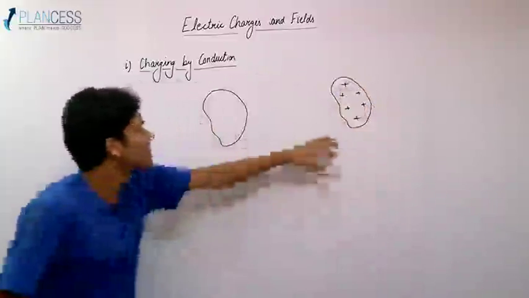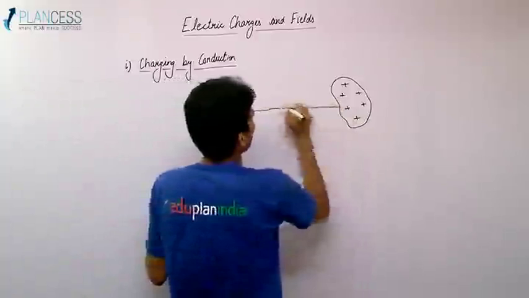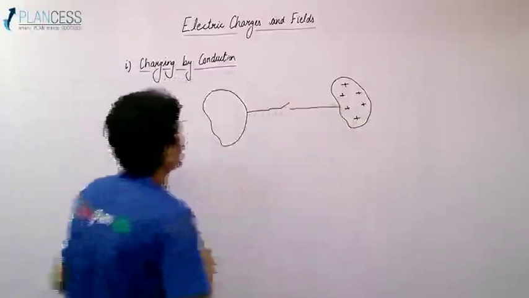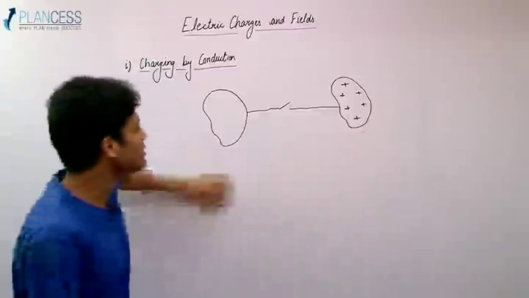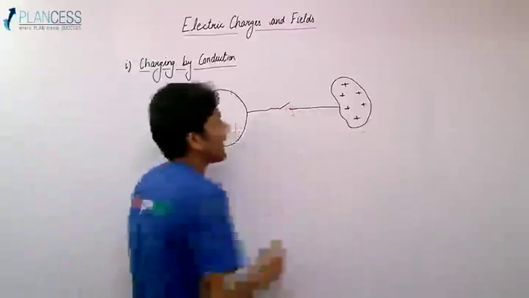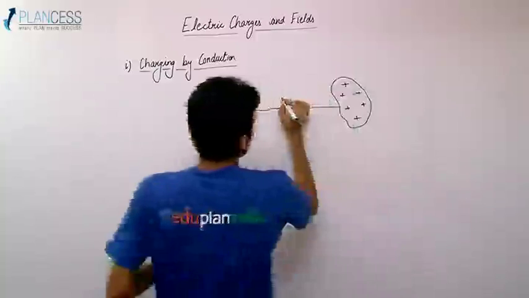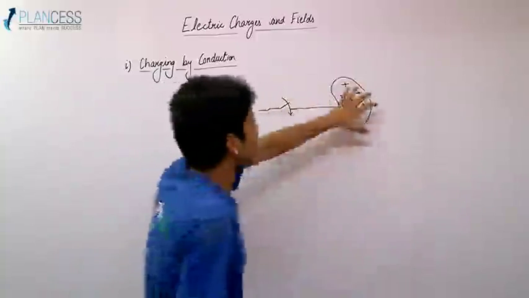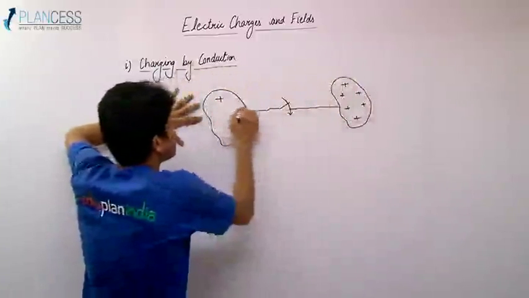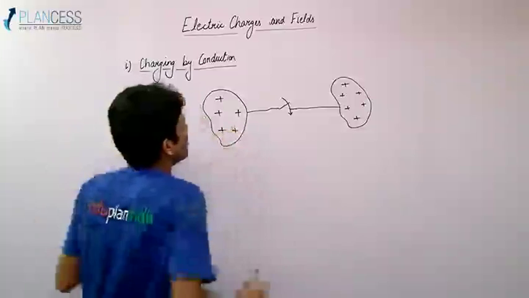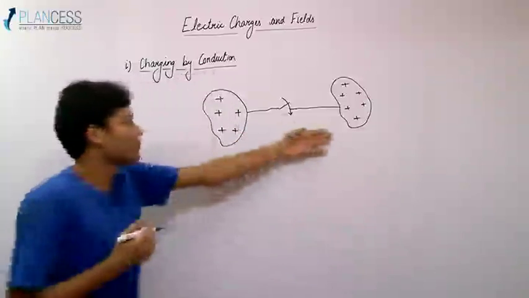So this body is positively charged and this body is a neutral body, and they both are connected via, let's say, copper wire through a switch. Now, this body is positively charged and this body is neutral, and we all know that positive charges repel each other. So when you turn this switch on, some of these charges move through the wire and come into this body, and this body gets charged. This body also gets positively charged.